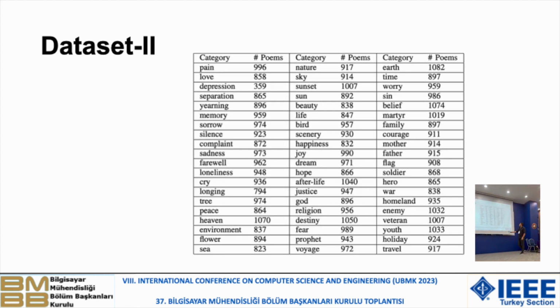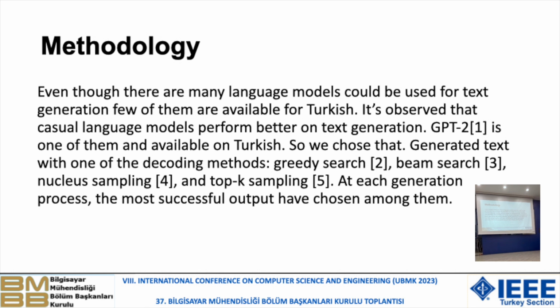This is the detailed categories. At first, you see the category. For example, there is sea, there is flower, there is prophet, holiday, veteran, hero, etc. They all depend on one of the 5 chapters. And the right column indicates the number of poems it contains. So as you can see, there is a lot of data and lots of categories. This actually allowed us to generate some good quality poems. Let's talk about methodology a bit.